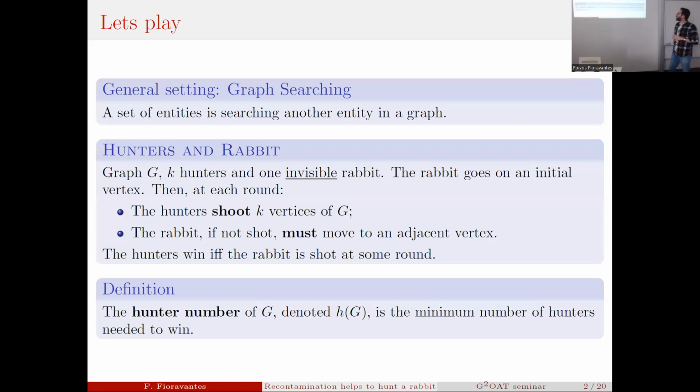So the natural question here is, what is the minimum number of hunters to achieve this? I don't care if it takes 3 years. We need just to eventually hit the rabbit. And this is the hunter number of the graph, and it is denoted by h(G).